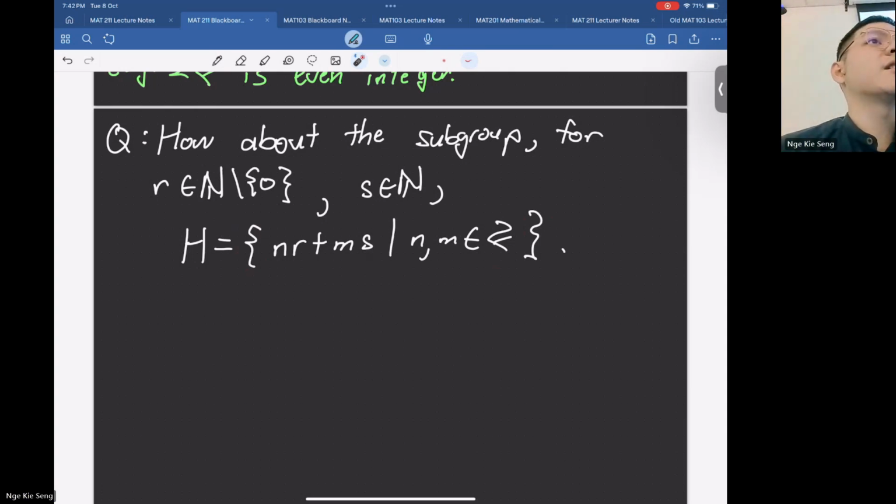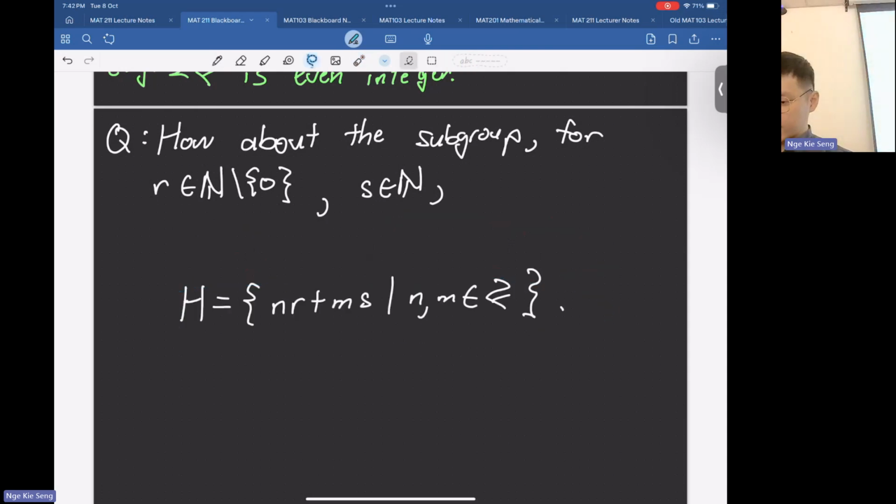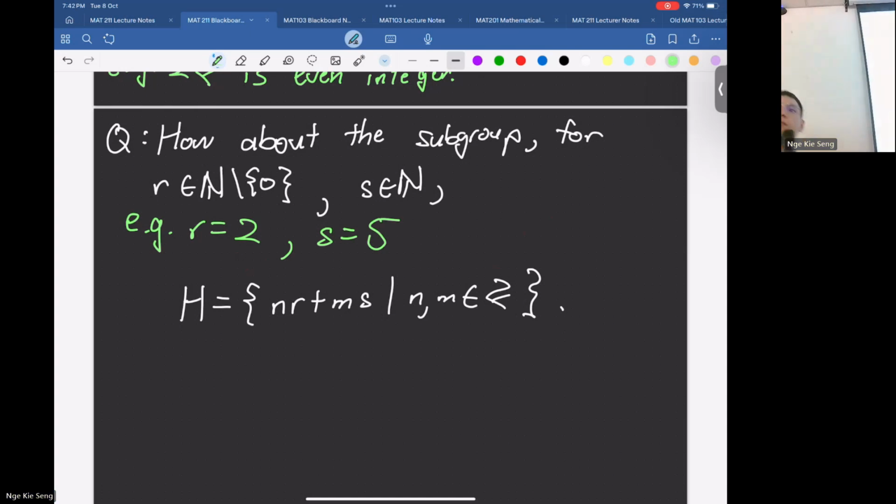Let's say R, for example. Okay, I mean you need to read these quantifiers. For example, you can take R equals to, let's say, 2, X equals to, let's say, 5. Okay, and then we can form this set here.